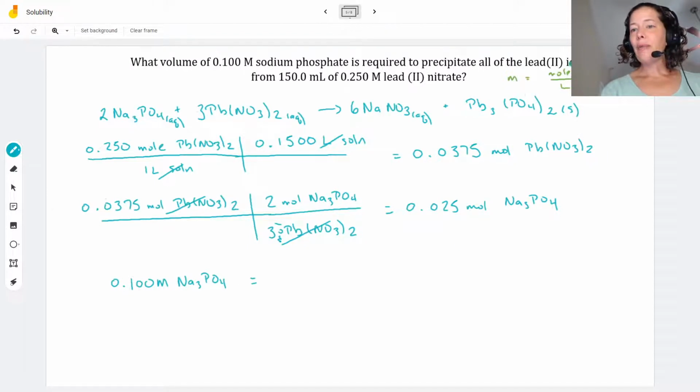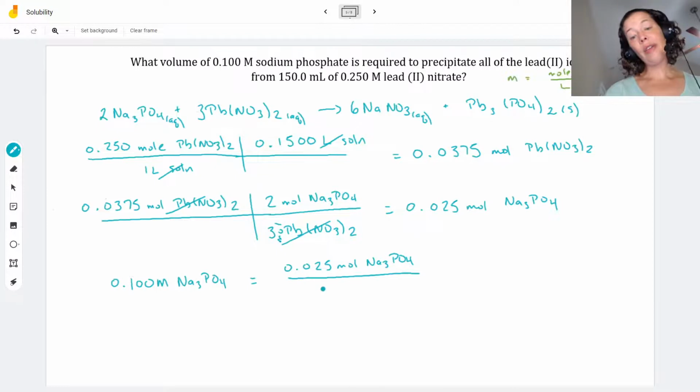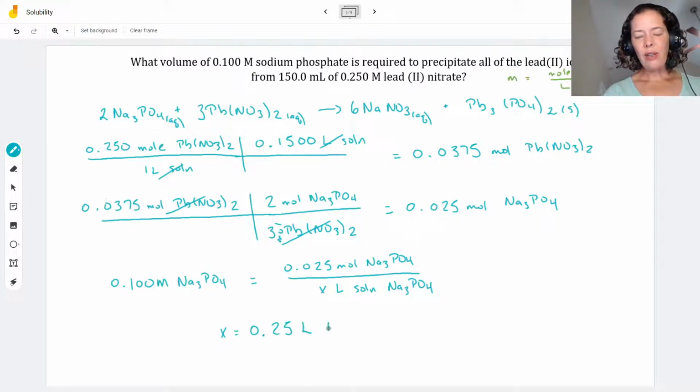Again, I'm using my formula for concentration. I know my moles of sodium phosphate, so I'm going to put that in the numerator. What I'm solving for, I'll call X liters of solution of sodium phosphate. So again, I'm solving for my volume here. When I do this calculation, I get X is equal to 0.25 liters of sodium phosphate. And that is the volume of sodium phosphate that I need.